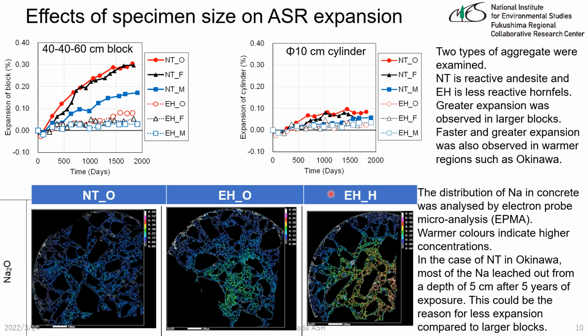In the lower pairs, the distribution of sodium in concrete, which was analyzed by electron probe microanalysis, is shown. Warmer colors, such as red or pink, indicate higher concentration. In the case of andesite in Okinawa, most of the sodium leached out from a depth of 5 cm after 5 years of exposure. This could be the reason for less expansion compared to the larger block.